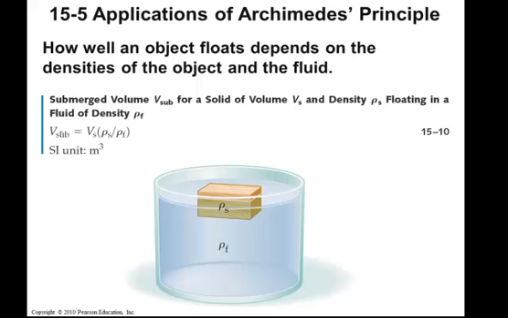So we can see here that if we have the volumes, a ratio of the volumes, that's the same thing as a ratio of the densities. So the volume for a submerged object is going to be equal to the volume of that solid, the density of that solid, and the density of that fluid. So if I take a ratio of the density of that object compared to the density of the fluid, that's going to be the same as the volume that's submerged over the volume of the object.